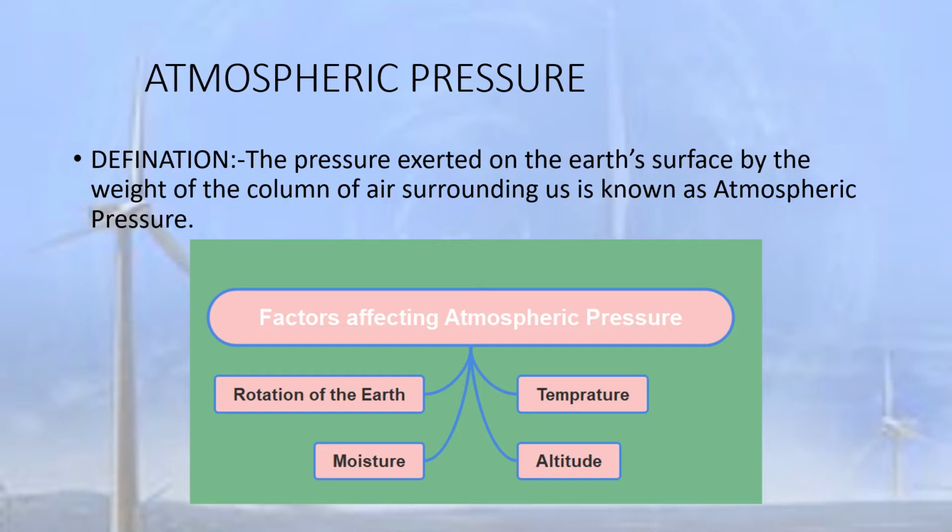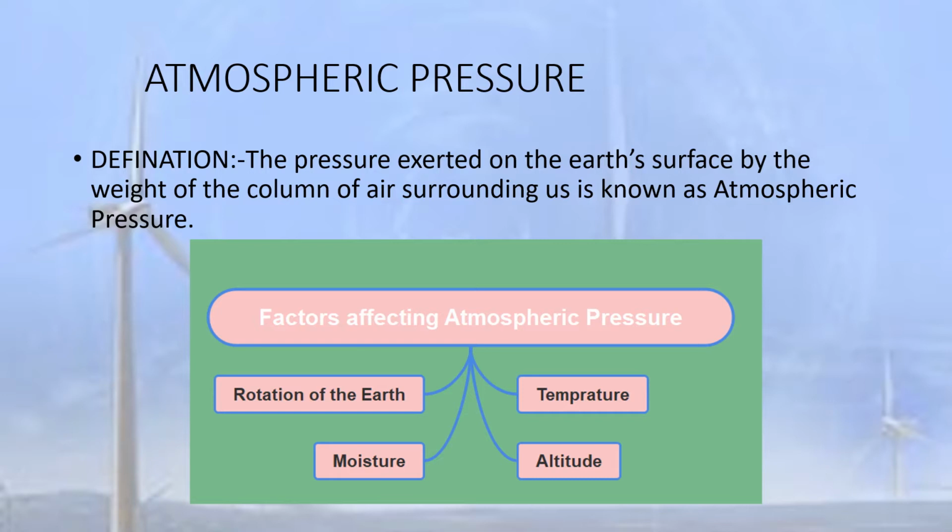The second factor that affects atmospheric pressure is temperature. With the increase in temperature, air expands, becomes lighter and rises upwards, producing low pressure and thus exerts less pressure on the surface of the earth, and vice versa.